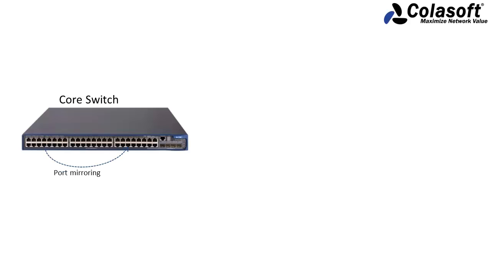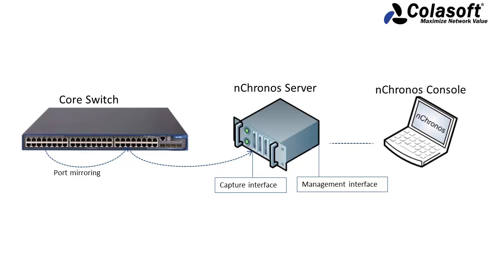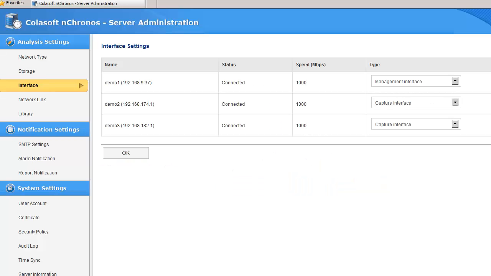On the core switch, mirror the traffic to a mirror port. Connect the capture interface to the mirror port, and the management interface is for communication. In this example, I have an nChronos server which contains one management interface and two capture interfaces. The management interface has an IP of 192.168.9.37. Therefore, I can use the nChronos console to obtain data from the server using the management interface 9.37.